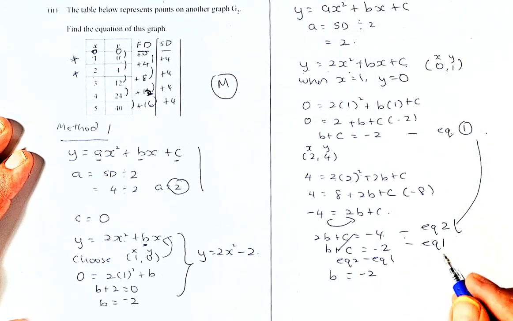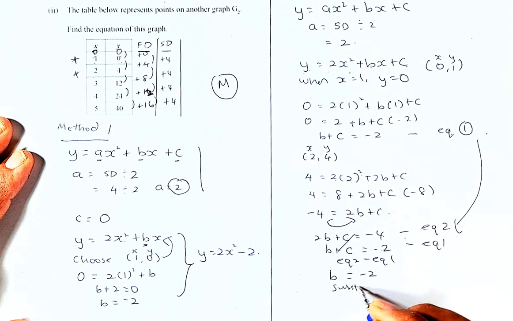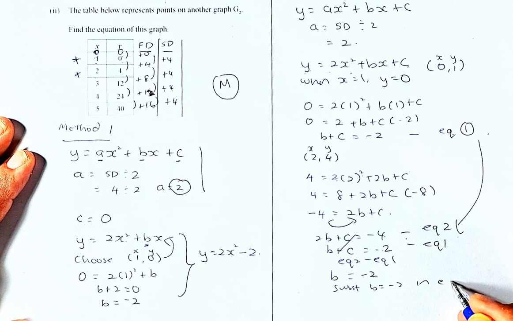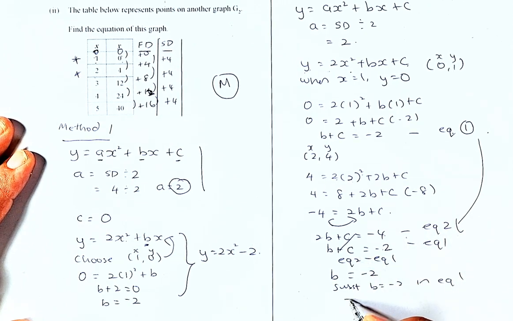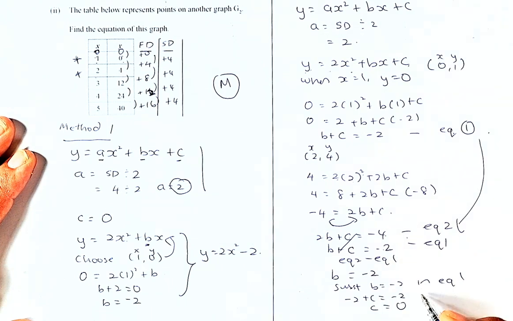And the last thing, of course, you need to find your c. To find your c, you're going to substitute b equals -2 into either of these equations. I think equation 1 is easier. So we are going to solve this. So b plus c, so -2 plus c equals -2. So c equals 0. Because you plus 2 on both sides, c will be equal to 0.